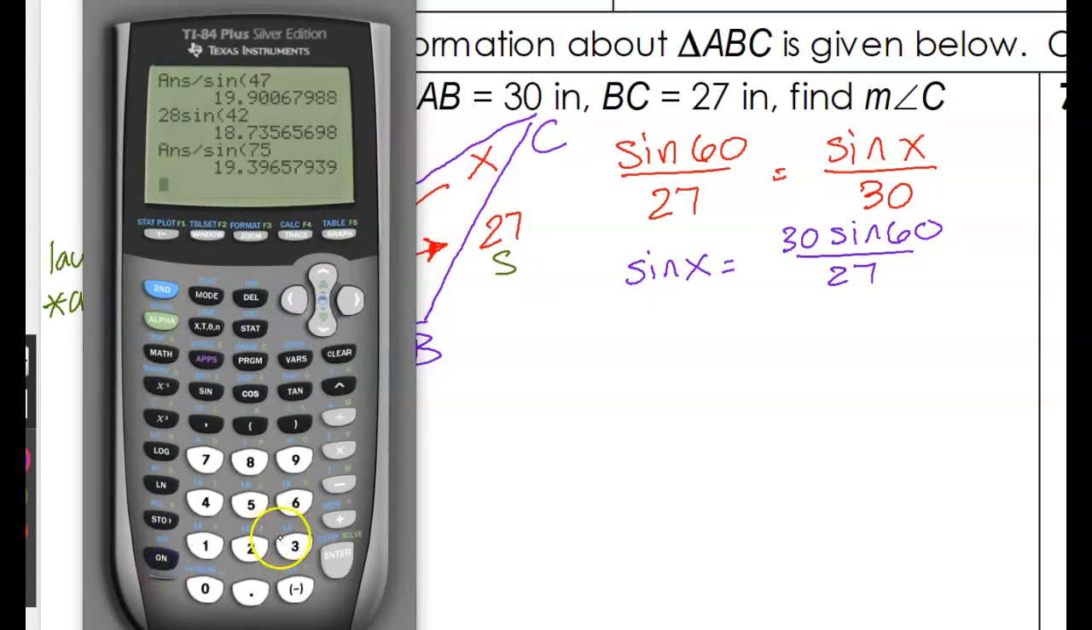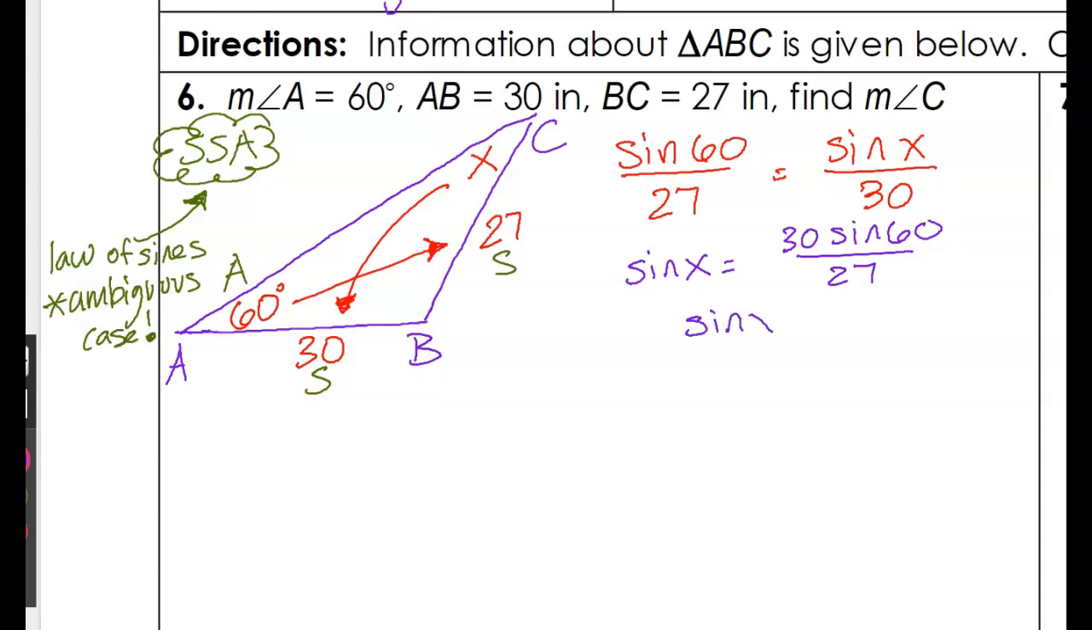And I'm just going to quickly throw that in my calculator. 30 times sine of 60 divided by 27. And we should get 0.96. Now, is this 0.96 what our angle is equal to? No, why not? What do I have to do?